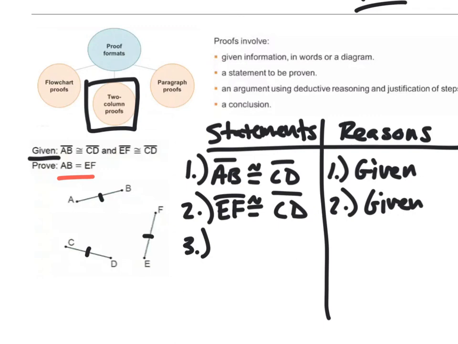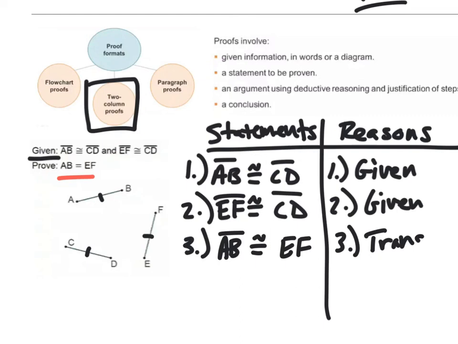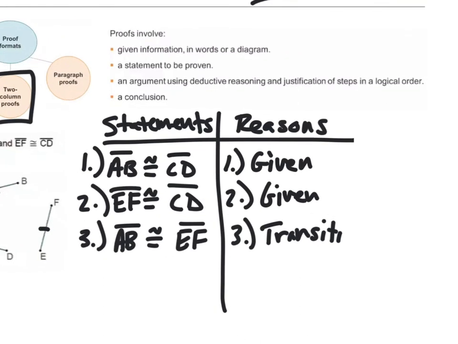All right, so we know this. AB is congruent to CD. EF is congruent to CD. Therefore, I know that AB is congruent to EF. And the reason I've done this is because of the transitive property. Transitive property.